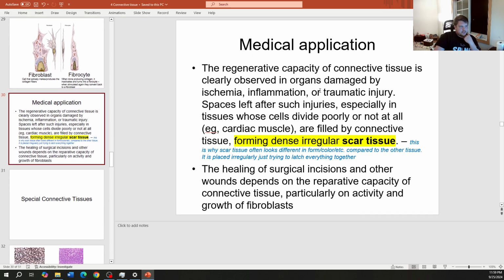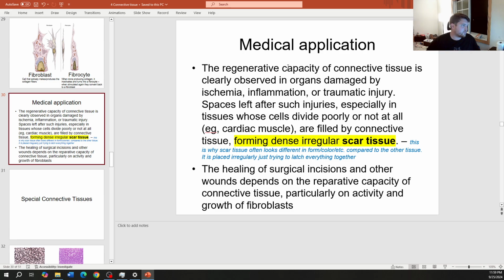So the regenerative capacity, I'm just going to read this one because I want to make sure that this is super, super clear. The regenerative capacity of connective tissue is clearly observed in organs damaged by ischemia. Ischemia is lack of blood flow. So if you have a heart attack, that is cell death in the cardiac muscle due to lack of blood flow. That's what ischemia is, lack of blood flow.